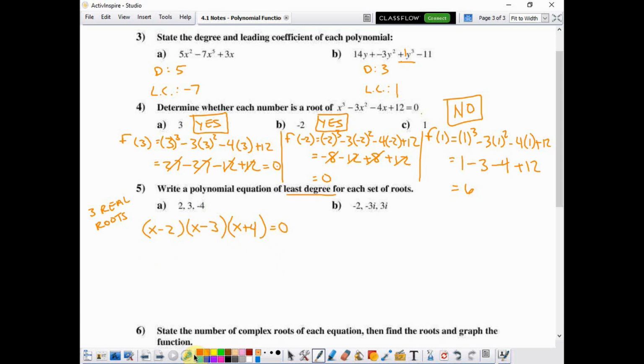So now I need to turn this into my equation. It is an equation already because it's equals 0, but we're going to simplify this into a polynomial equation of the least degree. So x times x is x squared. x times negative 3, and negative 2 times x would combine to make negative 5x. And then negative 2 times negative 3 is plus 6.